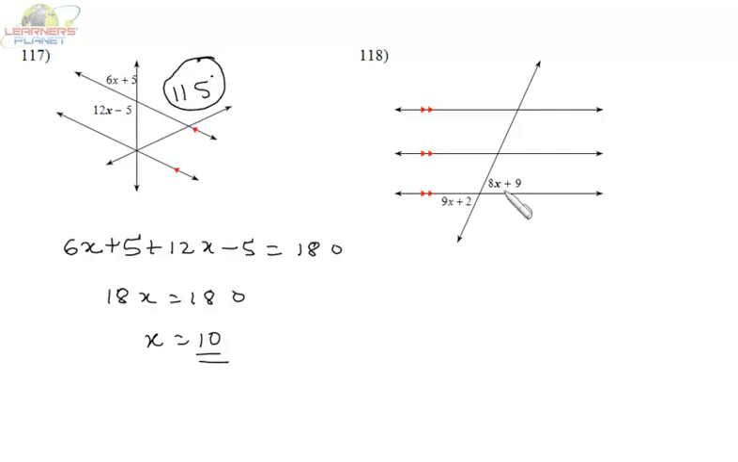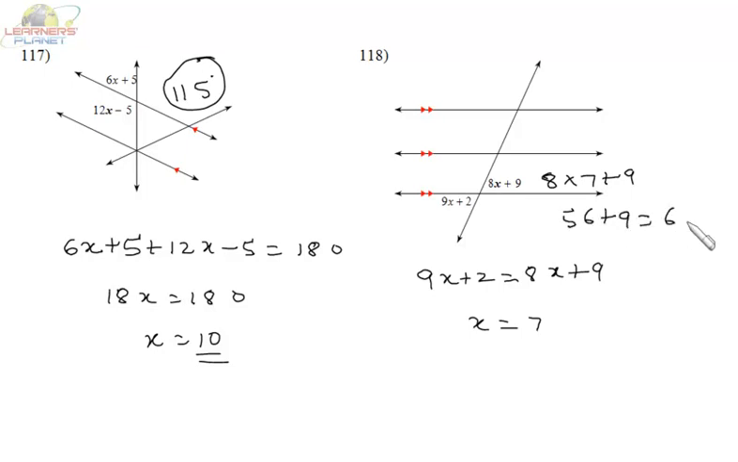Clear? In this case, both of them are vertically opposite angles, so they will be same definitely. So 9x plus 2 is 8x plus 9. So x is equal to 7. And we have to find out the value of this angle. So it will be 8 into 7 plus 9. Quite simple. So it is 56 plus 9, or we can say 65. Clear?